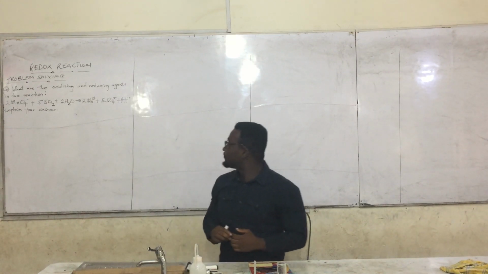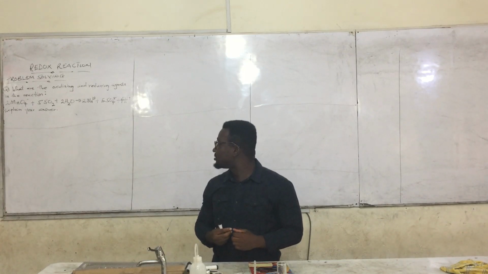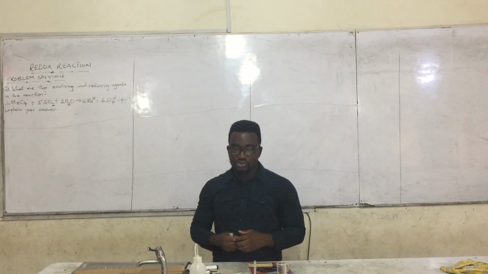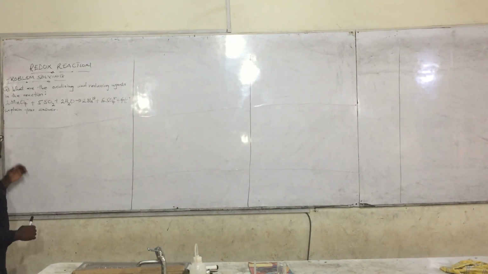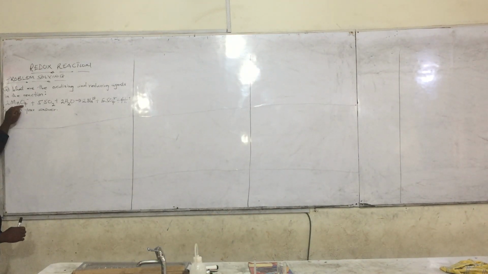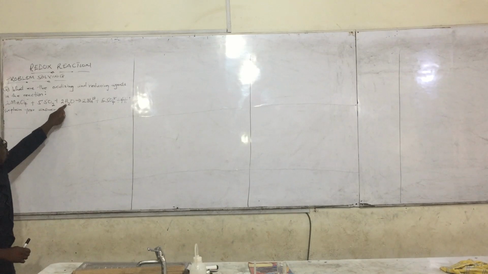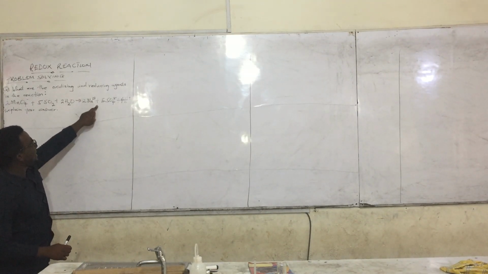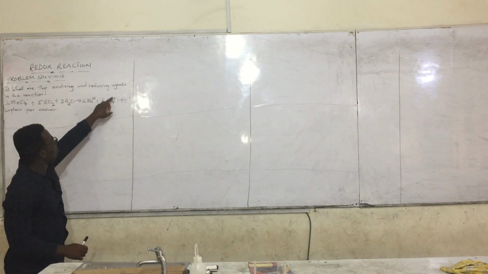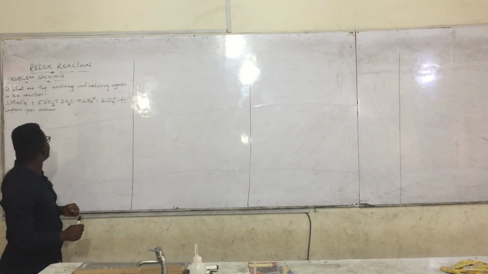What are the oxidizing and reducing agents in the reaction? And the reaction is given on the board: 2MnO4 minus plus 5SO2 plus 2H2O producing 2Mn2 plus plus 5SO4 2 minus plus 4H plus.